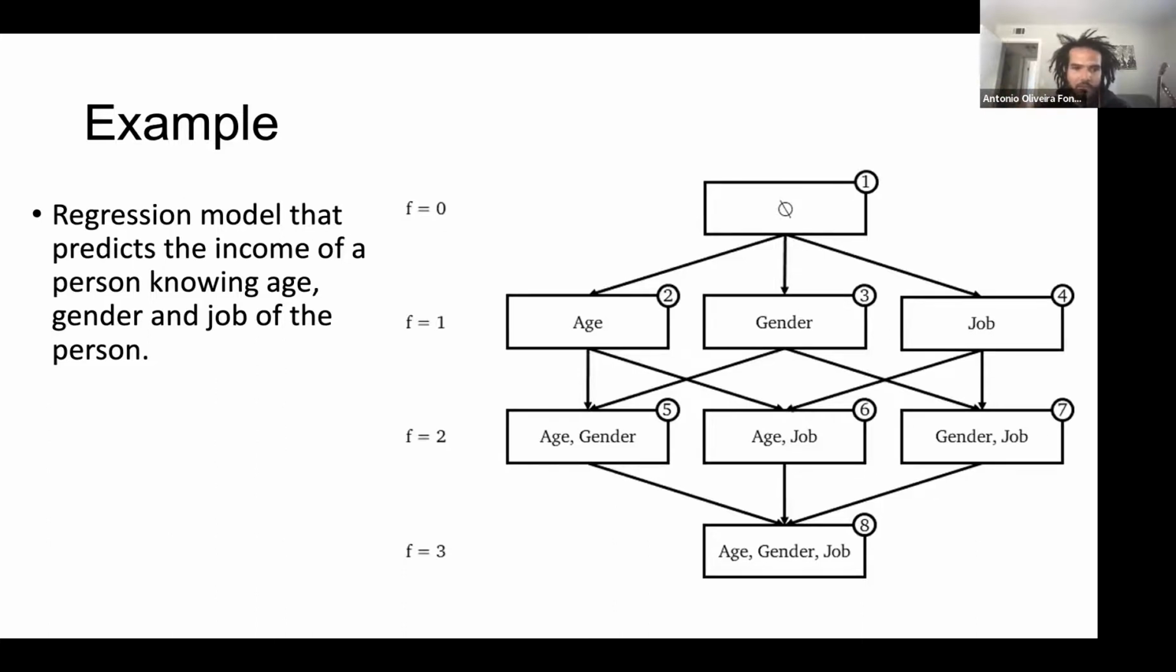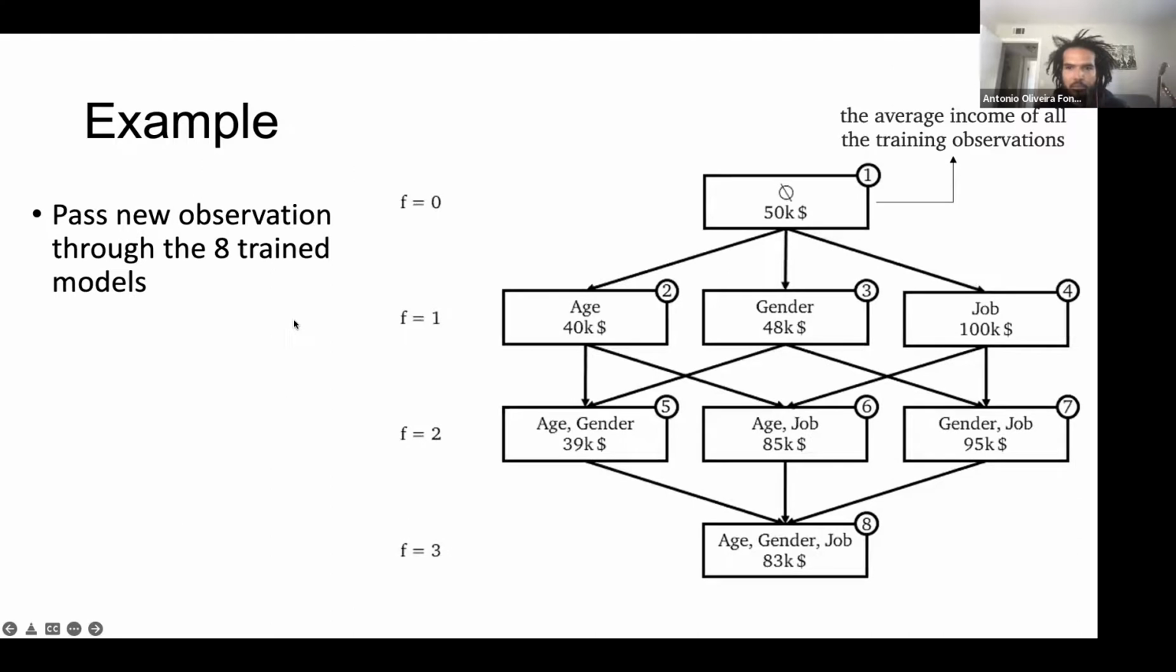So let's say, just for a quick example, that you're trying to predict the income of a person based on three simple features: the age, the gender, and the job, like the current job of that person, okay? So let's see how those combinations will take place. The starting point is the average of all these observations, so from this pool of people that we have analyzed, the starting point is the mean income, okay?